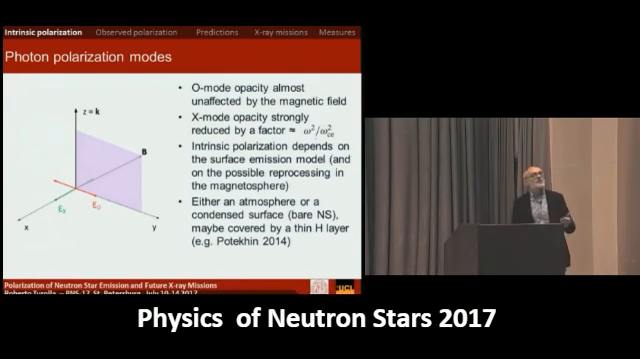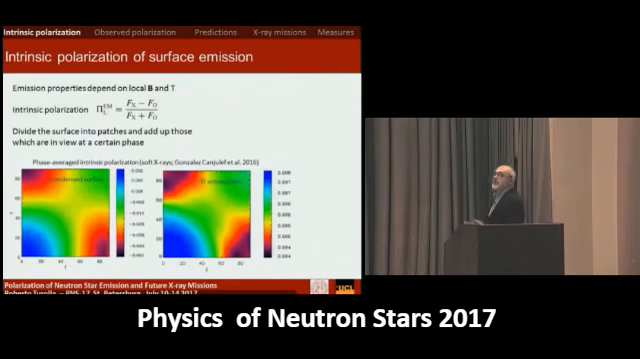Either we think that the neutron star surface is covered by a gaseous atmosphere, or the neutron star has a sort of condensed surface in the solid or maybe liquid phase. In this case, it is called a bare neutron star, and this bare neutron star is maybe covered by a thin hydrogen layer. There is a very nice review paper by Sasha Potekhin on this. And the emission properties, and the polarization properties, of course, strongly depend on the choice of the model, and also on the local value of the magnetic field and on the temperature.